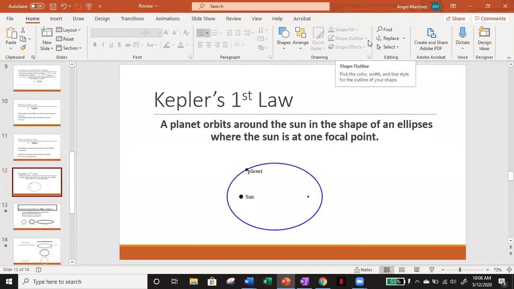Hello everyone, this is my review for Kepler's laws of orbital motion. For this, I'm going to go over each of Kepler's laws and then show you how to see whether or not a planet or any orbiting object follows all of Kepler's laws.